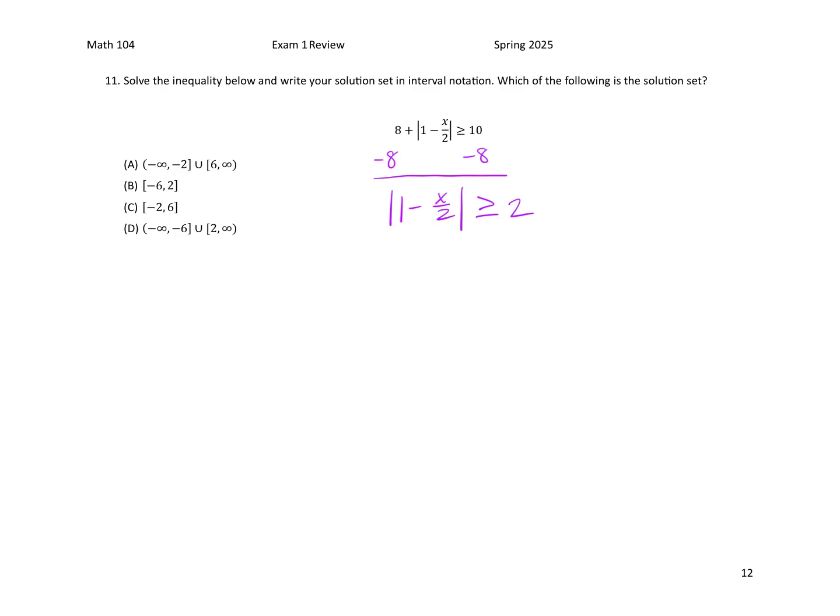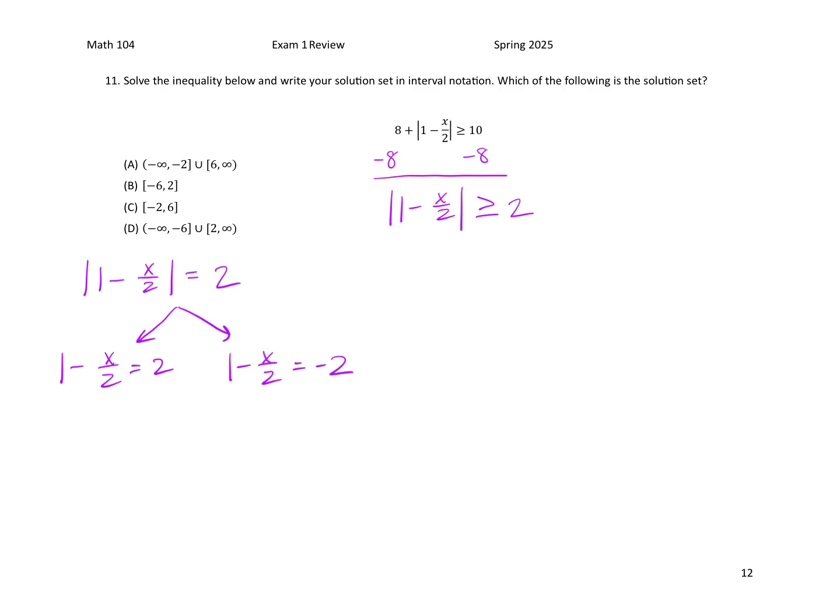Then I'm going to solve the associated equation. So I'm going to solve the absolute value of 1 minus x over 2 equals 2. And when you solve an absolute value equation, the thing in absolute value could be 2 or it could be negative 2. So this breaks down into two separate equations. 1 minus x over 2 could be 2. 1 minus x over 2 could be negative 2. And I solve both of these.